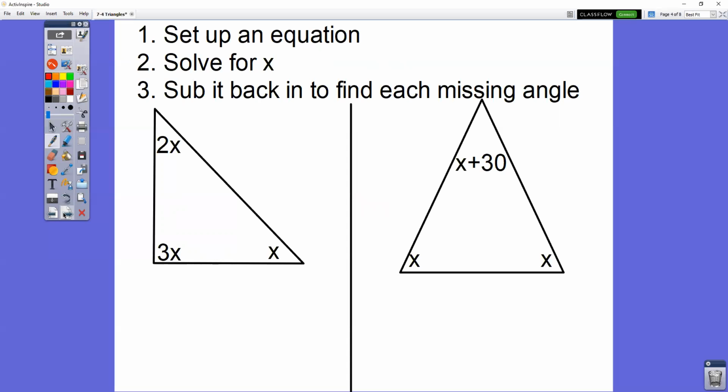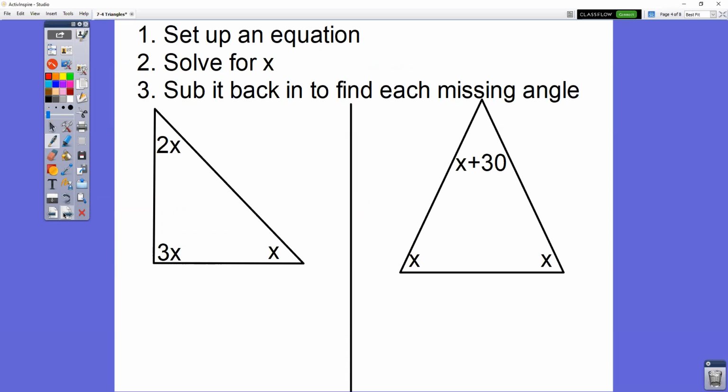The other half of your homework looks like this. Now, these ones are a little bit more complicated. Notice they're not giving you any of the angles. You have to find all three missing angles. You need to set up an equation, solve for x, and sub it back in to find each missing angle.